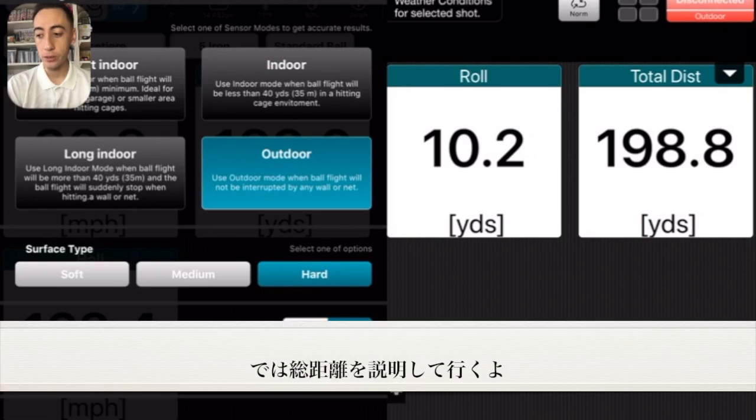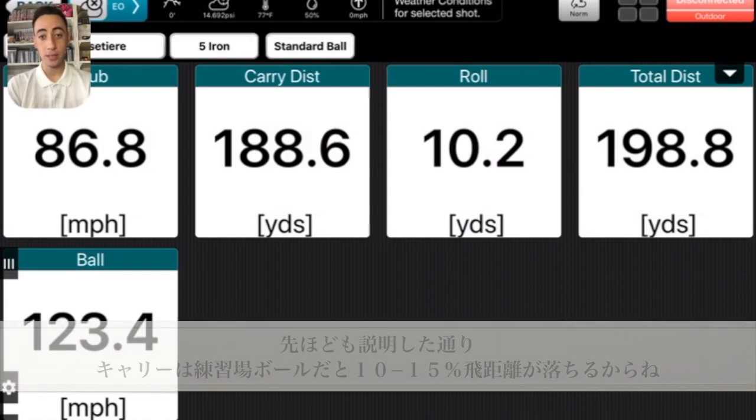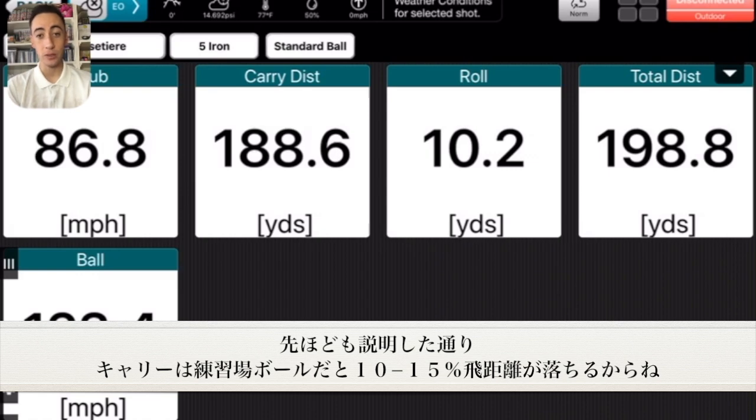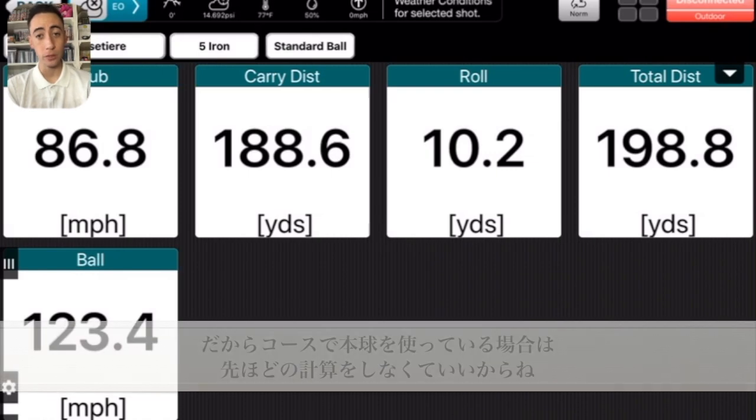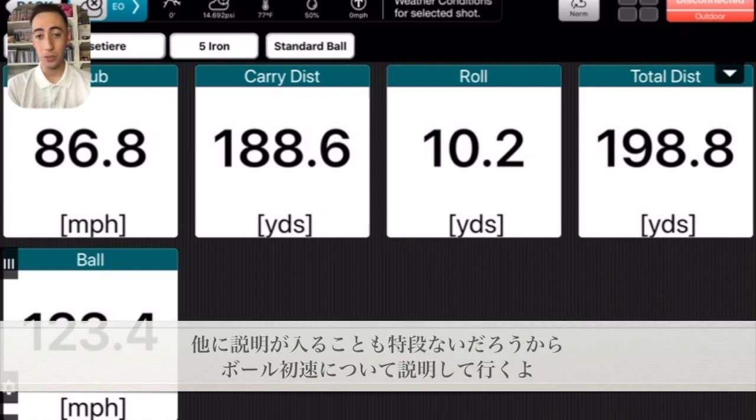Okay, so moving on to total distance. Total distance is going to be your carry distance plus the roll, and that will be your total distance. Just like I said with carry distance, make sure to factor in the 10 to 15% limited flight golf ball on the range. However, if you're on a golf course and you're using a normal golf ball, then you don't have to do that calculation. Total distance is pretty straightforward, so I'm going to leave it off on that.